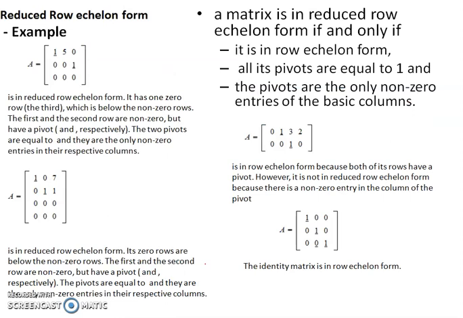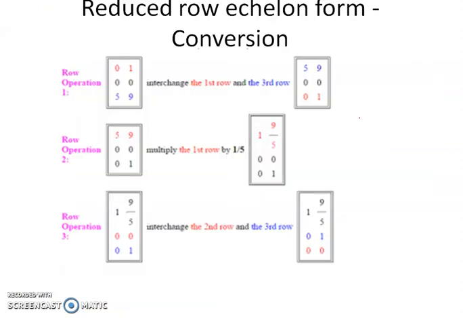So here some examples related to reduced row echelon form are given. The identity matrix can be treated as a reduced row echelon form. So a matrix is in reduced row echelon form if and only if it is in row echelon form, all its pivots are equal to 1, and the pivots are the only non-zero entries of the basic columns. So with respect to this, we will be able to convert the rows to reduced row echelon form also.